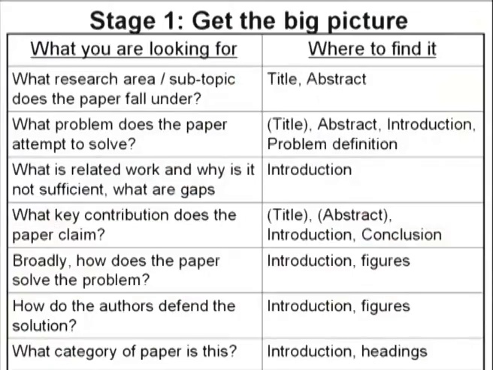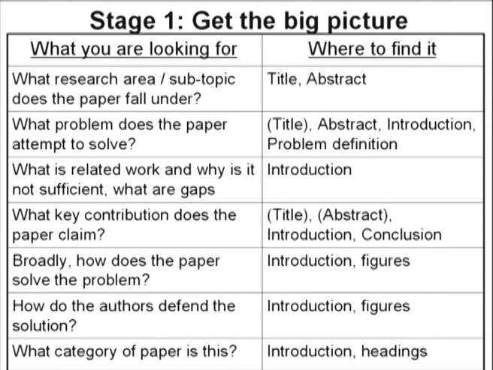Okay, so now let us come to the central part of reading a paper, and this is to get the big picture. Till now we were still talking about the feel. On the left column there is a series of questions, titled "What are you looking for?" The right side says "Where to find it." So let us just go through a few questions. In fact, the first question you should think about is: what research area or topic or subtopic does the paper fall under?